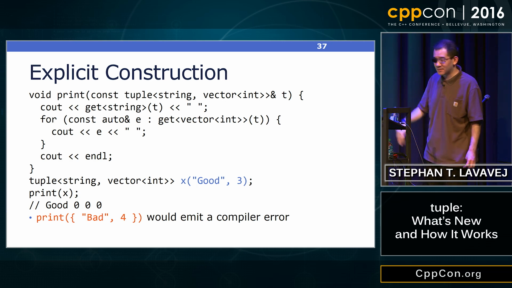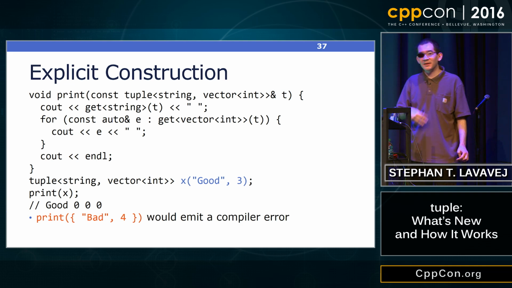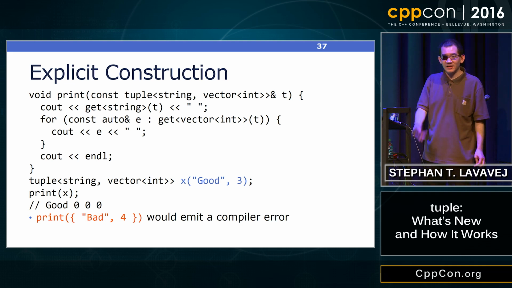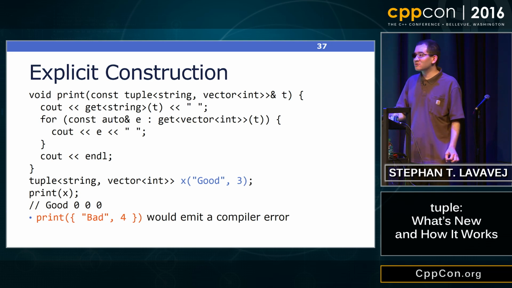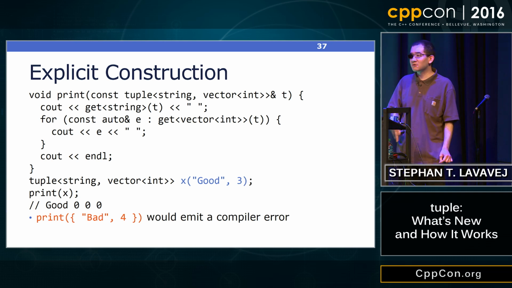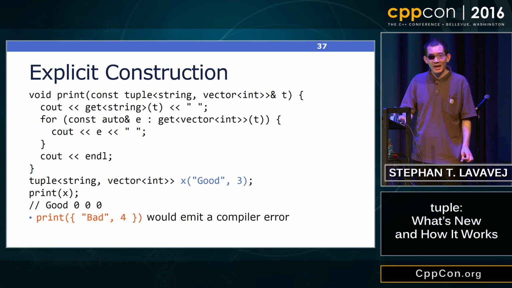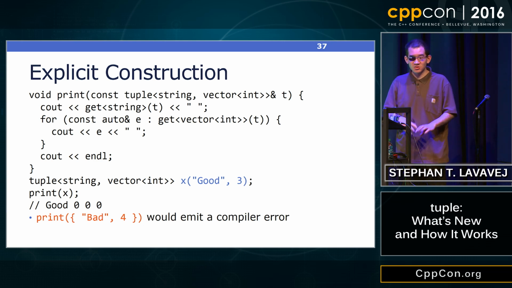So my usual example is vector. Vector of anything is constructible from an integer explicitly. I could say vector of string paren 5, and that will construct a vector of 5 default constructed strings. But I cannot say vector of string v equals 5. Copy initialization is considered implicit, and I am not allowed to implicitly go from an integer to a vector of anything. That's just too weird.